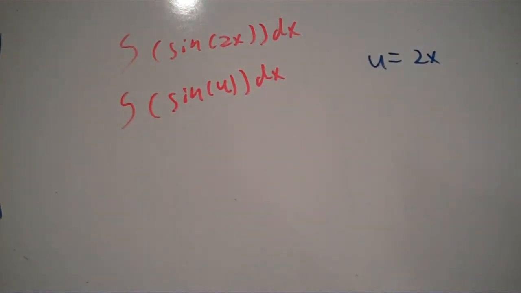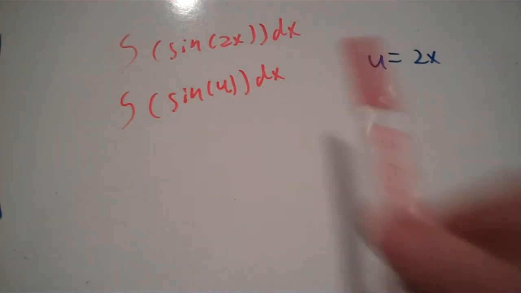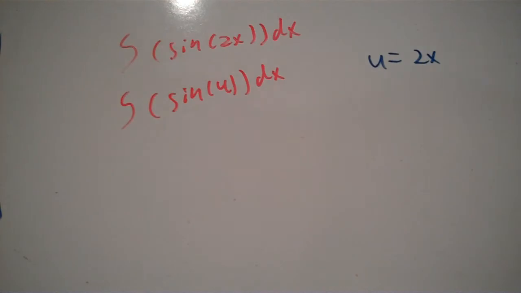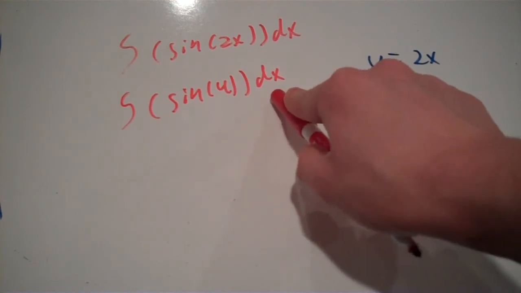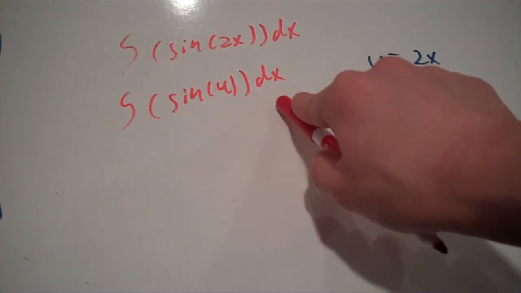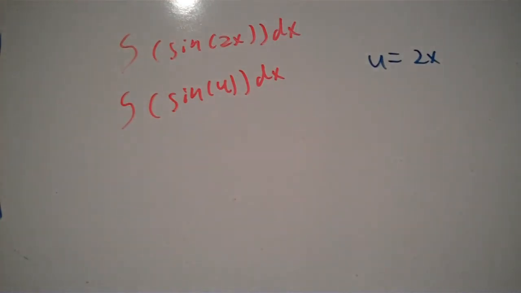Now, notice there is a bit of an issue. So we have made this a much simpler function, something we can integrate. Integrating sine of u is rather easy. However, we're integrating it with respect to x. We need to have this be with respect to u. So this needs to be du, not dx.